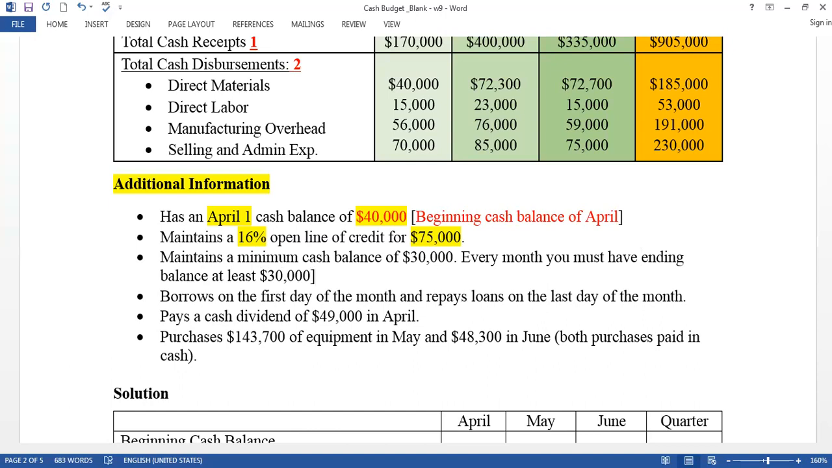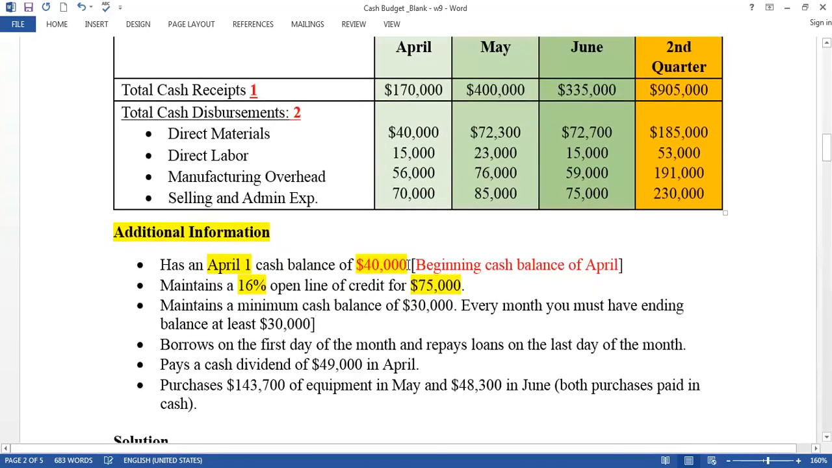Look at every month, we have beginning balance and ending balance, right? In the month of April, we already know the beginning balance. What is the month of April beginning balance? $40,000. But the question said that ending balance should be at least $30,000 every month. If you have more balance, you can keep it, no problem. But make sure that at the end of every month, you must have $30,000 with you as free cash.